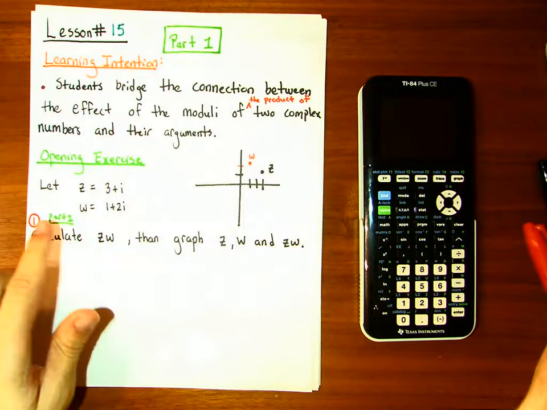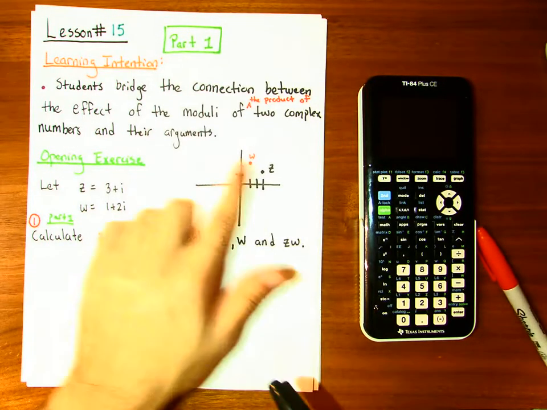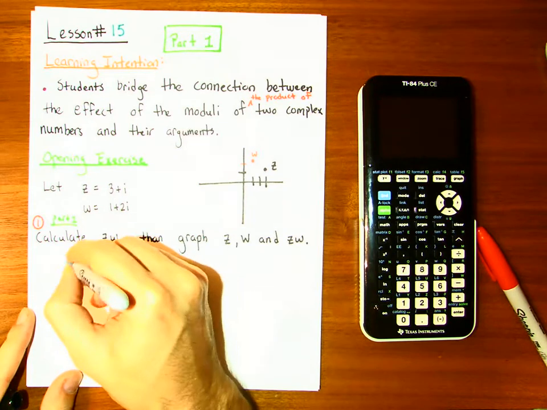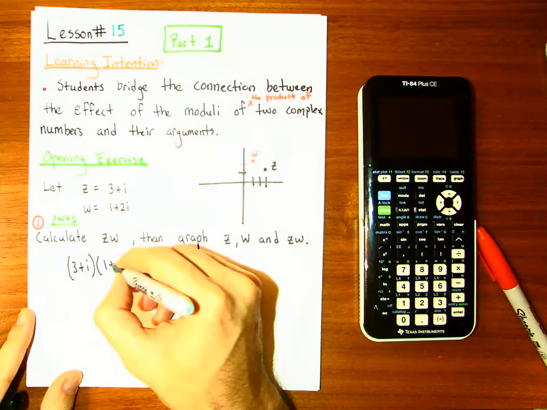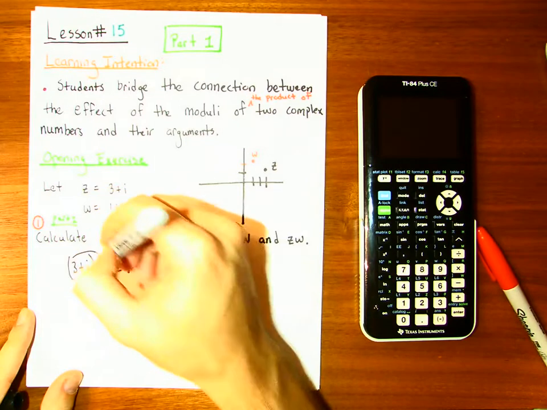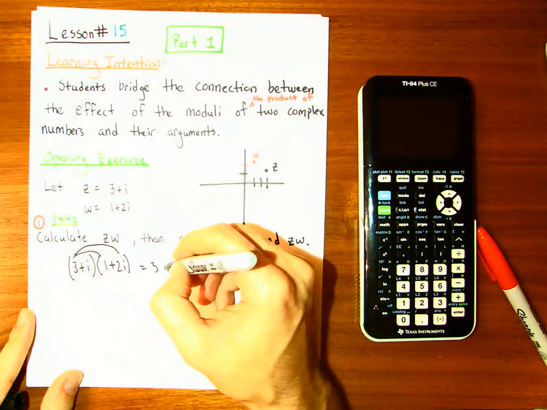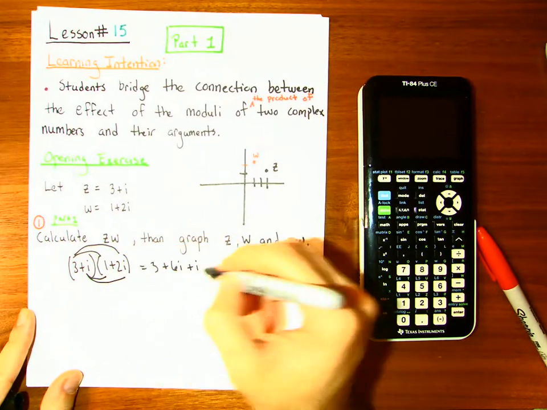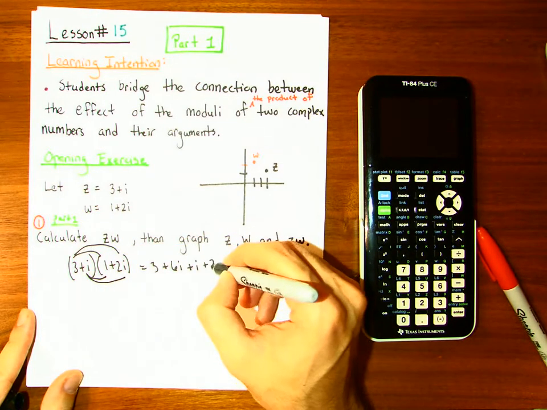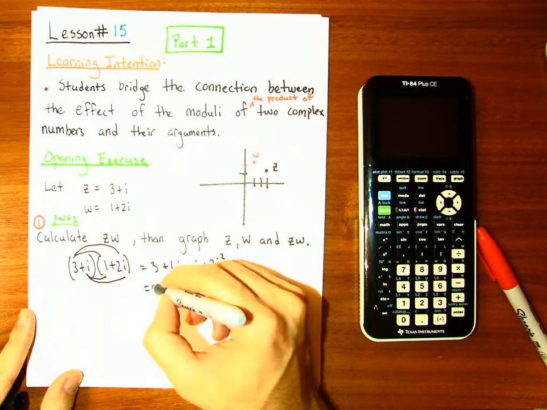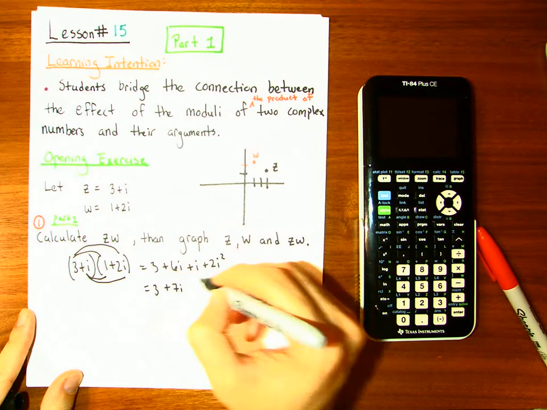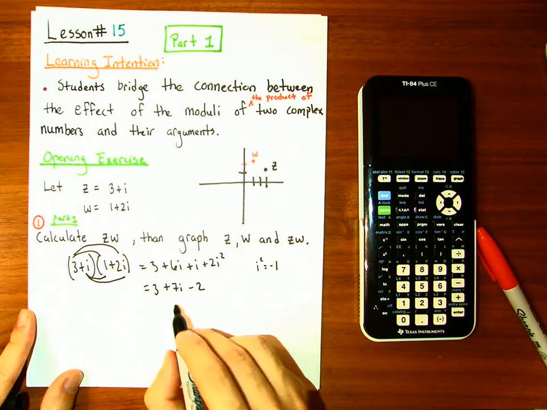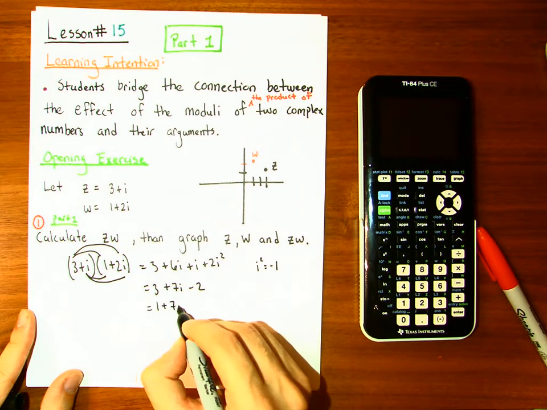And what we need to do is calculate z times w and then graph it here. So my z is 3 plus i, and my w is 1 plus 2i. So let's multiply. 3 times 1 is 3. 3 times 2i is 6i. i times 1 is i, and i times 2i is positive 2i squared. So this becomes 3 plus 7i, and this is minus 2 because i squared is equal to negative 1. And this becomes 1 plus 7i, right?